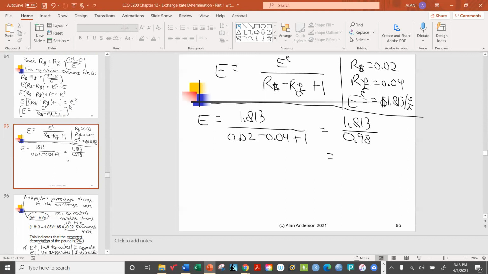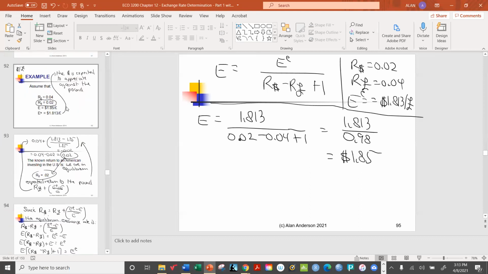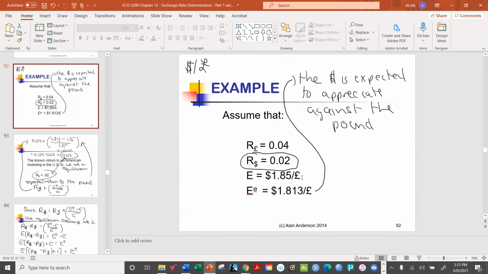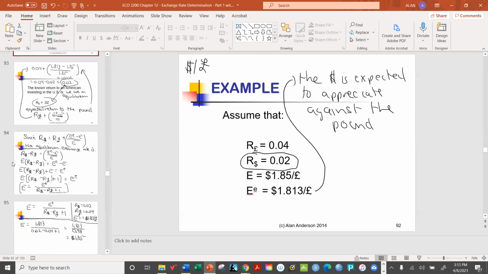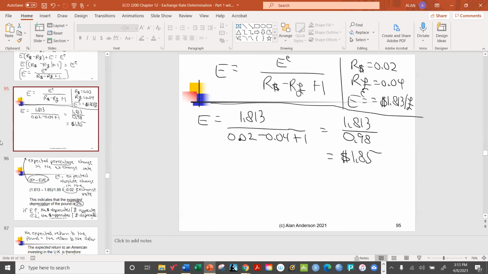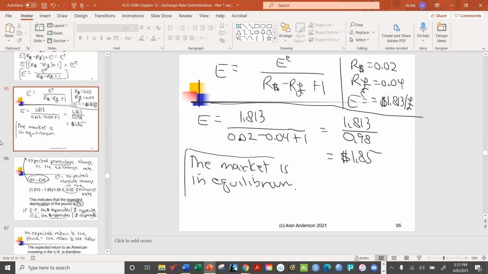And then you have to take out your calculator and you've got $1.85 as your equilibrium exchange rate. Now, we assumed in this problem that that is in fact the value of E. Remember way back here, we said we assume that the exchange rate that we currently observe in the market is $1.85. So what that means then is that the market is in equilibrium, because E is equal to its equilibrium value. Wonderful.